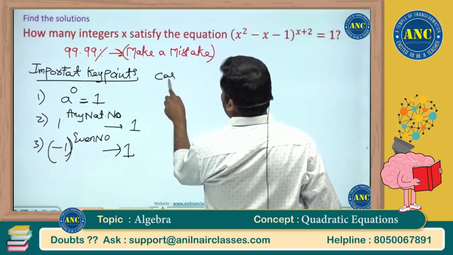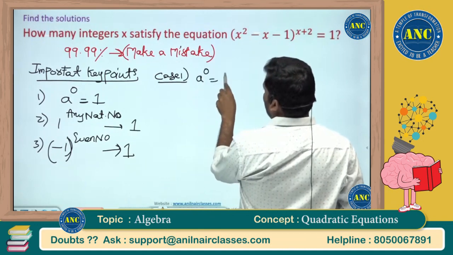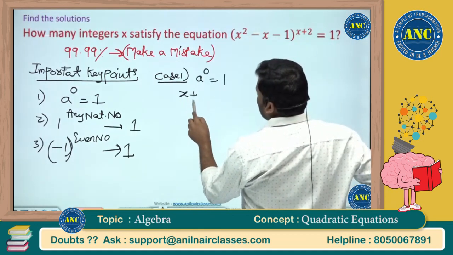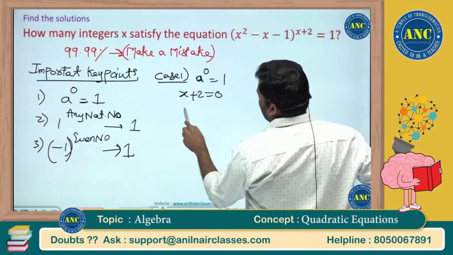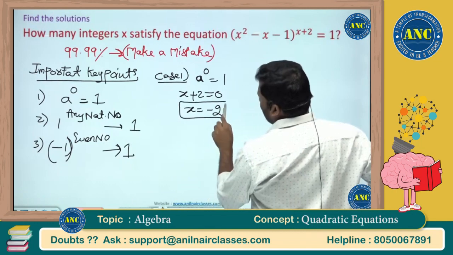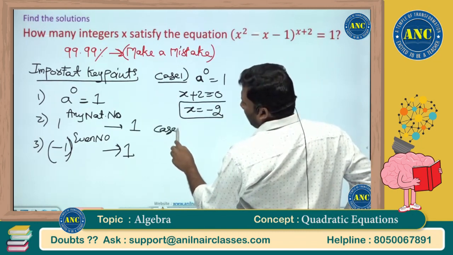Case number 1: a power 0 is equivalent to 1. That means the power is 0, so x + 2 is equivalent to 0. That means x is equivalent to minus 2.